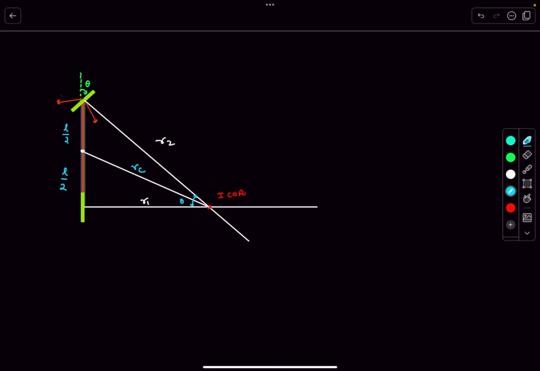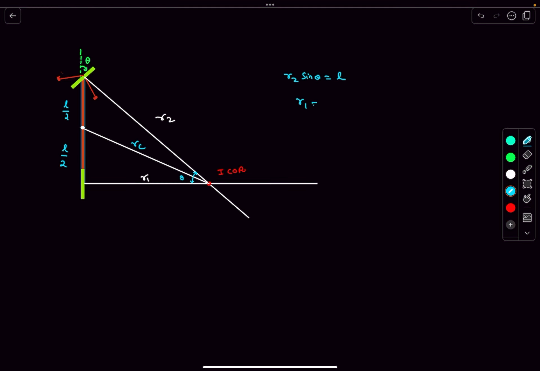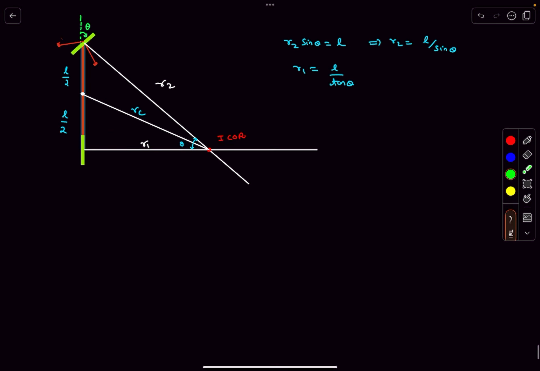So from this bigger right triangle, we can write r2 sine theta equals L, so r2 equals L over sine theta, and r1 is L upon tan theta. Okay, so once we have these two pieces of information, we can find RC using this triangle. So we can just apply Pythagoras there.